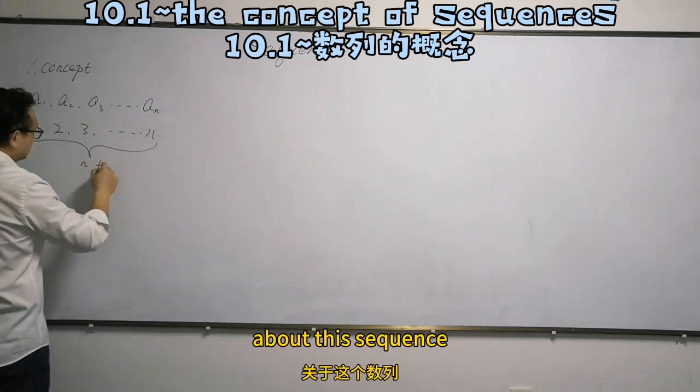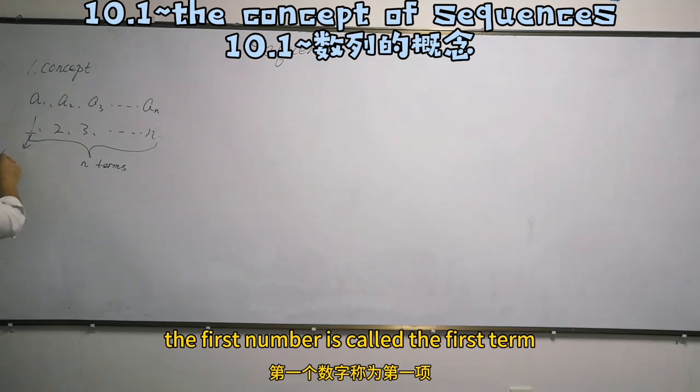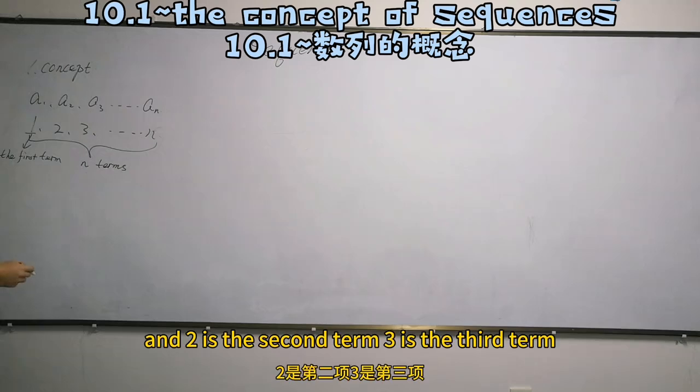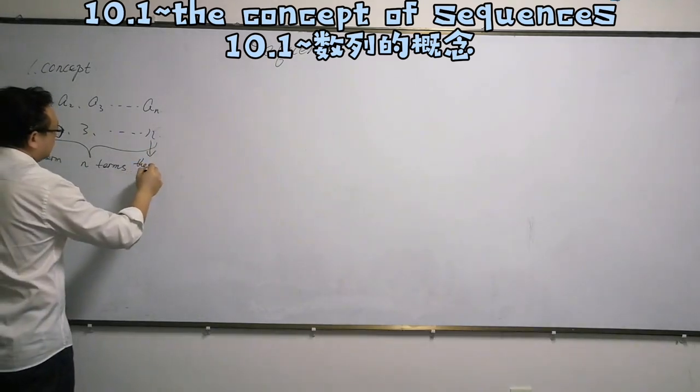About this sequence, the first number is called the first term. And 2 is the second term, 3 is the third term, n is the nth term.